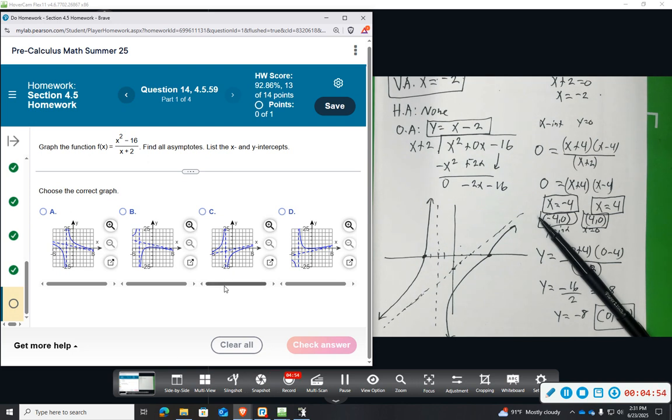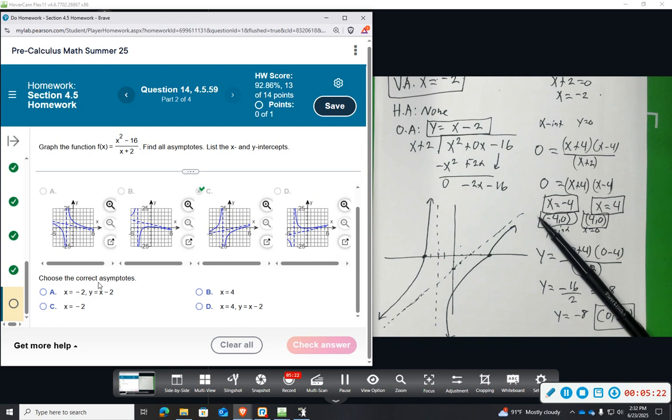The one that matches, so we got an x. That's going the wrong direction. Wrong direction. This one looks okay. This one looks okay, but the graph part's in the wrong quadrants based on where the x-intercepts are. So C would be our best option.